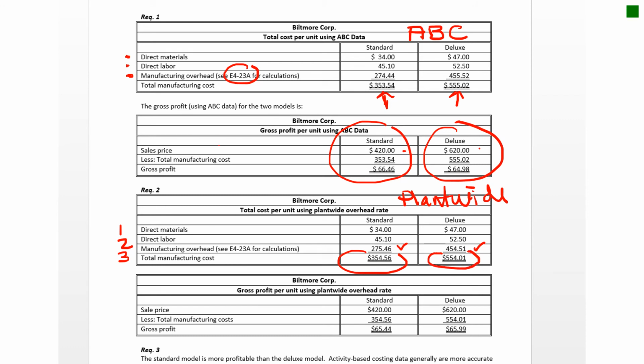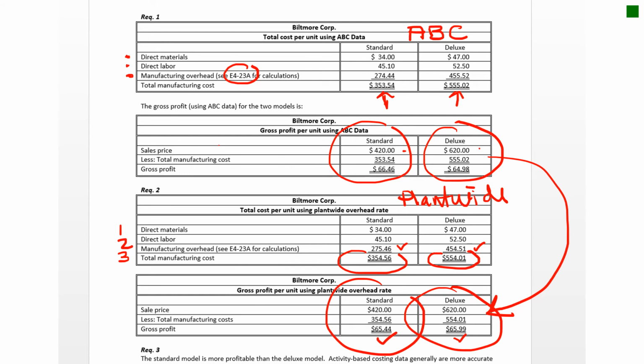And then down below, you can look at your profitability in terms of your sales price. Notice for standard, it's at 65.44, and deluxe, it's at 65.99. And then you can basically now start to compare these two in terms of your profitability. And they're minor differences, but sometimes even minor differences do make a big difference in decisions for the company.